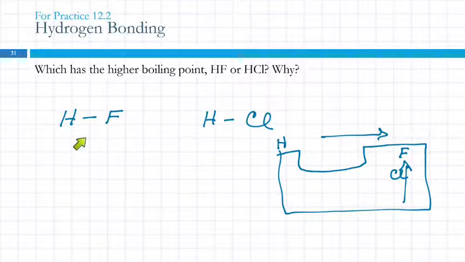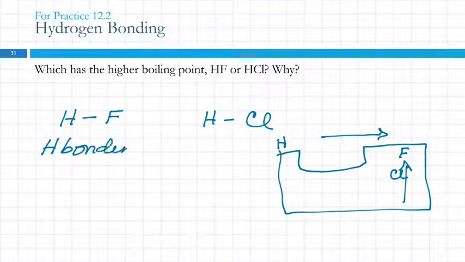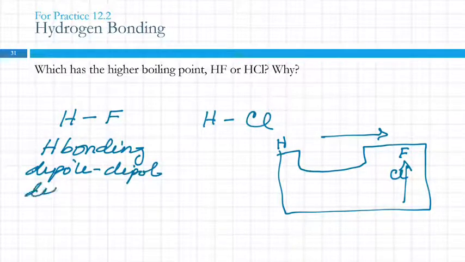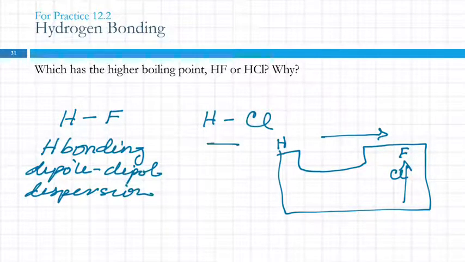But there's another important difference here. What does HF have that HCl does not? The FON. The FON, yep, hydrogen bonding. So here we have the hydrogen bond. Yeah, because of the FON, we've got hydrogen bonding. It also has dipole-dipole and dispersion. But HCl, no hydrogen bonding, it just has dipole-dipole and dispersion.